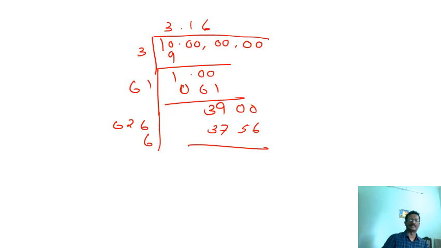3.16 like that. So root 10 is equal to 3.16 etc. So this is the way we have to find the square root of a number.